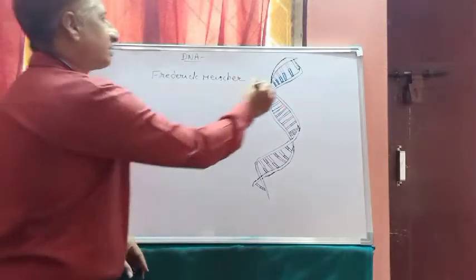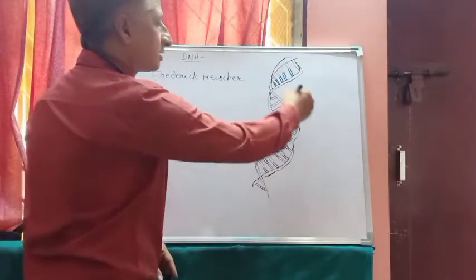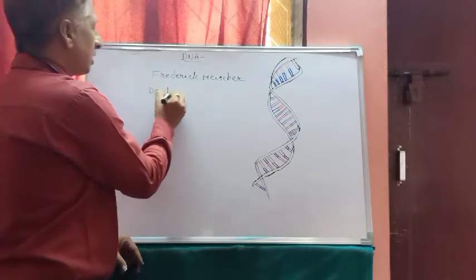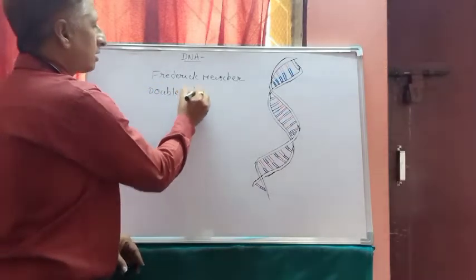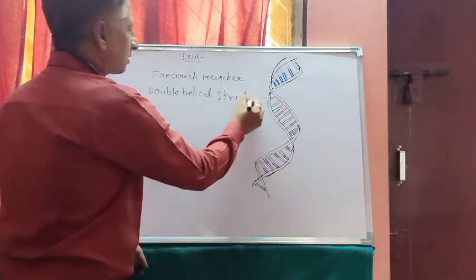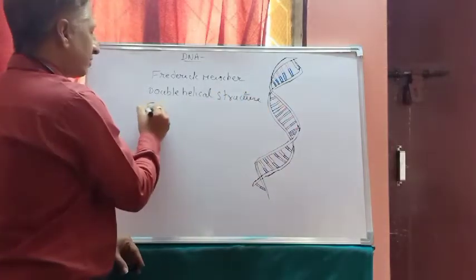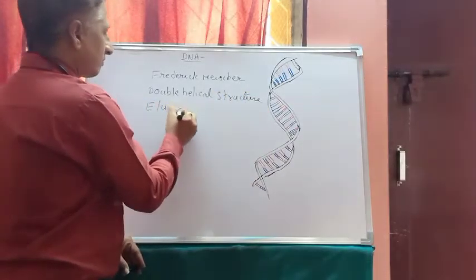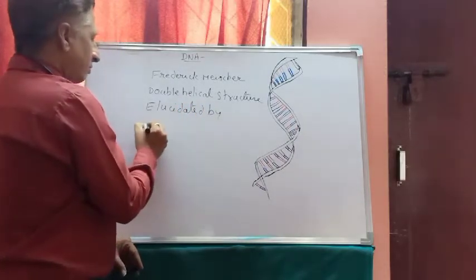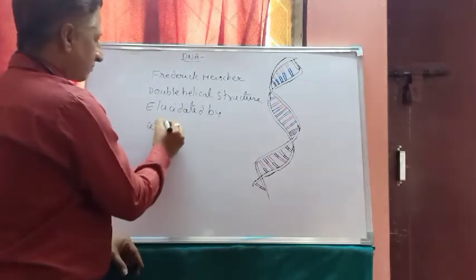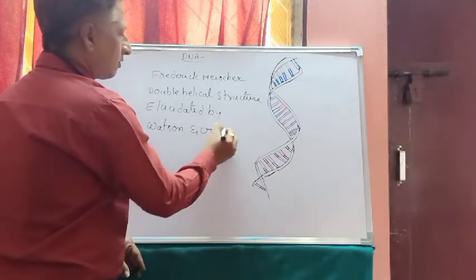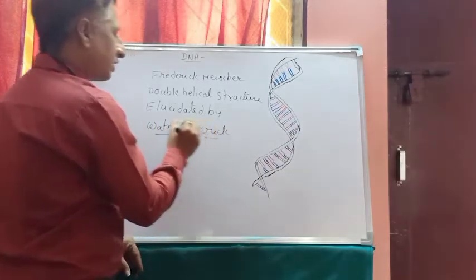Next, this is a double helical structure, two strands. That is a double helical structure elucidated by Watson and Crick. Watson and Crick elucidated.